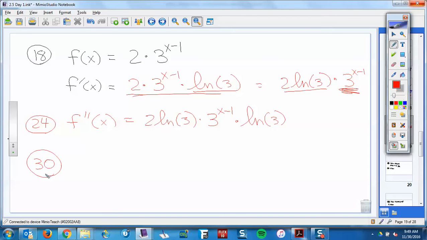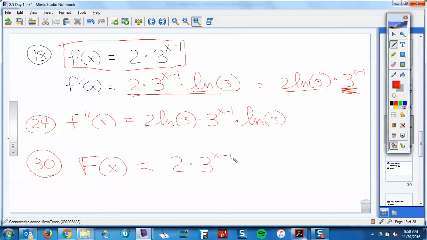Okay, let's do 30. So 30 was then the antiderivative, right? Well, you're wanting to get back to this. Well, you know a 2 is just going to hang out. And you know this thing's its own derivative, right? So a good guess, if we're going to guess and check, would be this. So you say, okay, let's just do the derivative of this. Well, there'd be a 2, yeah. It's its own derivative, yeah. And then you tack on an ln 3. Oh, there's no ln 3 there.